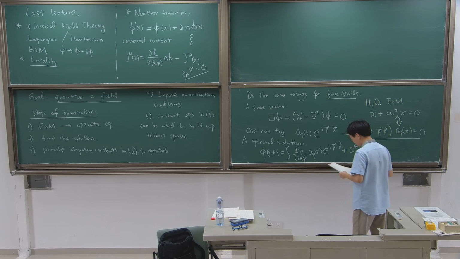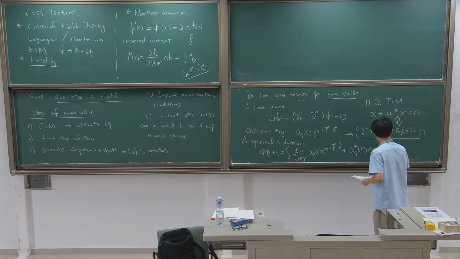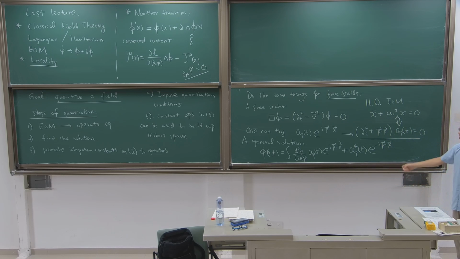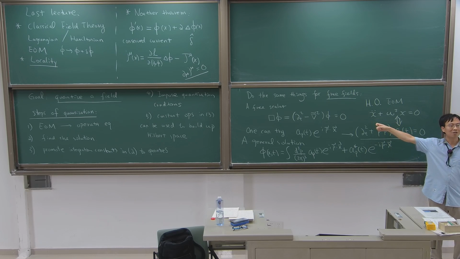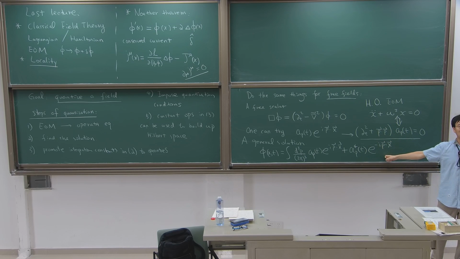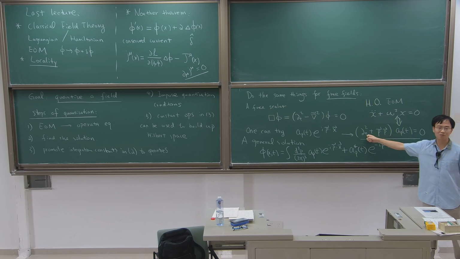So we have to do the complex conjugate, A_p star(t) expression, minus i. And you can easily check. Just plug this back into the equation of motion, and you immediately realize that this is the solution, provided the A_p(t) satisfies this one.